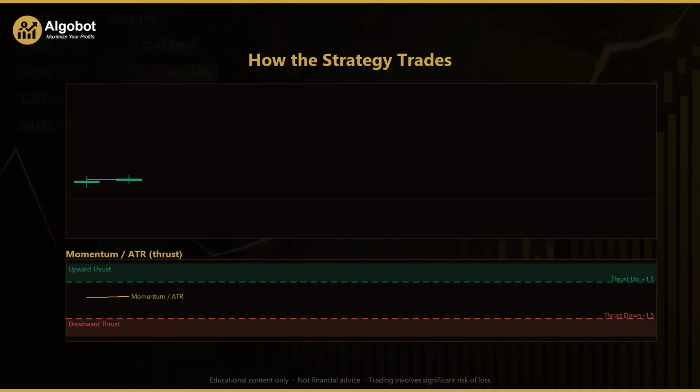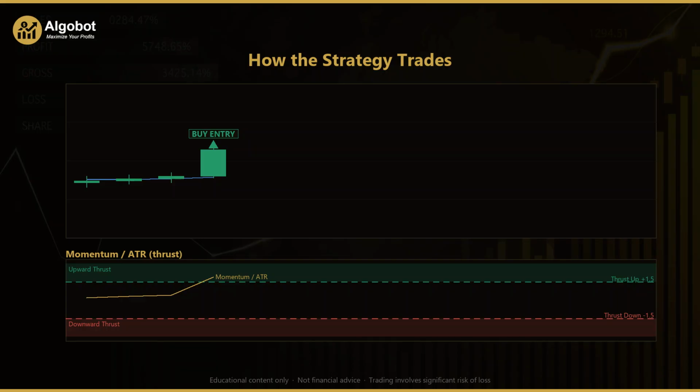On the price chart, you'll see the blue line weaving through the candles. That's our 50-period EMA, the trend filter. Below the price, you'll see a subpanel labeled momentum over ATR, which measures the 4-bar price change divided by the average true range. The two dashed lines in that panel sit at plus 1.5 and minus 1.5. Those are our thrust thresholds, set by the thrust multiple parameter. A reading above the upper line means a strong upward push, and a reading below the lower line means a strong downward push. Let's start on the left.